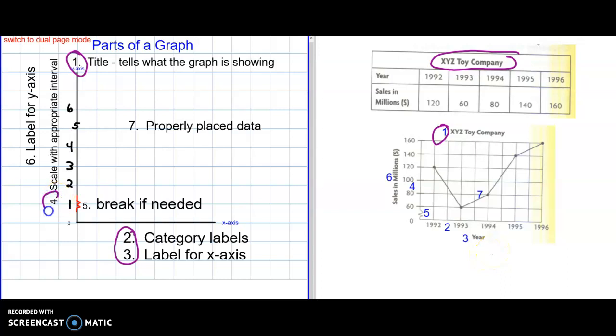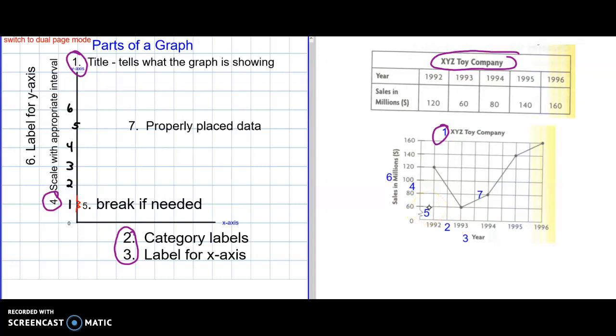The fourth very important thing that a graph needs to have is a scale with an appropriate interval. So it has to start at 0, and then it has to come up from 0 to whatever, and you need to pick a consistent interval. This one goes by ones. Okay, now when you're making your decision about your scale, you need to decide if a break is needed. If you don't need one, don't put it. But if there's a big jump between 0 and your smallest piece of data, put a break. So number 5 is the thing that might be in a graph, but it also might not. When we look over here at our XYZ Toy Company, they go from 0 to 160, and they do use a break in between 0 and $60 million.